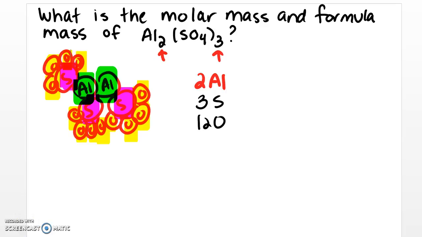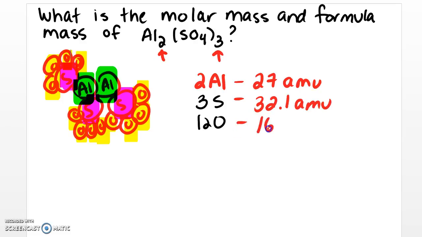So aluminum has an atomic mass of 27 atomic mass units. Sulfur, one singular sulfur, has an atomic mass of 32.1 AMU, which stands for atomic mass units. And oxygen has an atomic mass of 16 atomic mass units. But we need to take into account the number we have of each.